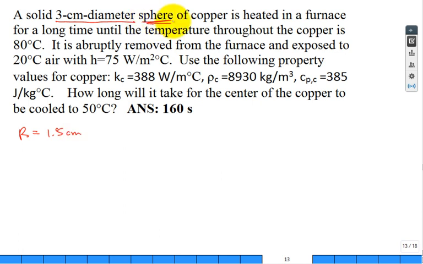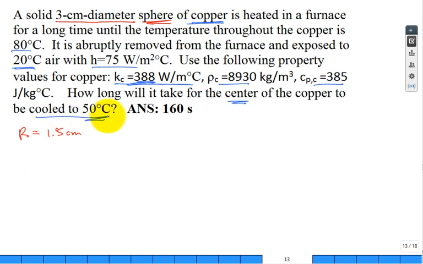It's made of copper. When you think copper, what do you think? High thermal conductivity. Down here they give you the thermal conductivity, nearly 400. It's heated in a furnace for a long time, and the temperature throughout the sphere is 80 degrees C. It's abruptly removed and exposed to 20 degrees C air at that convection coefficient. Here are the properties of copper, the density and the specific heat. How long will it take for the center of the copper to be cooled to a temperature of 50 degrees C?